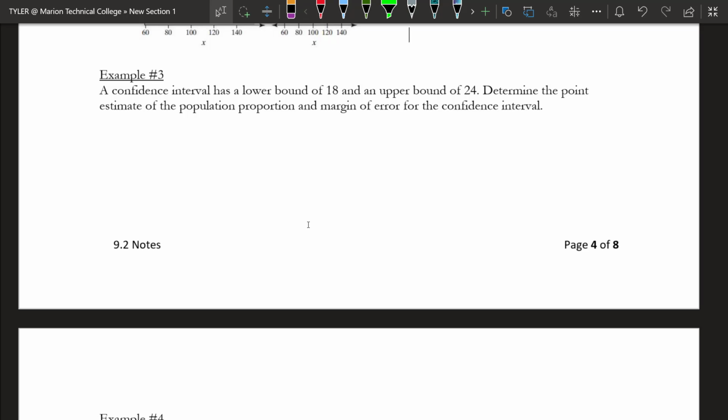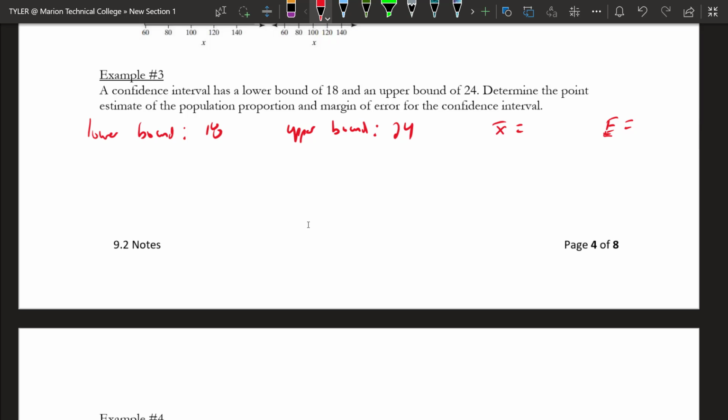Right, so then example 3, it says a confidence interval has a lower bound of 18 and upper bound of 24. Determine the point estimate of the population proportion and margin of error from the confidence interval. So we have a lower bound of 18, an upper bound of 24. I want to know what x bar equals and what e equals, the margin of error.